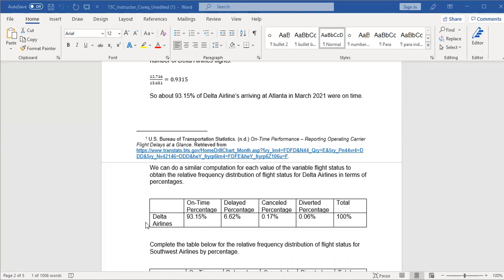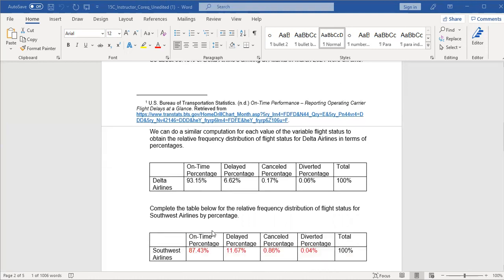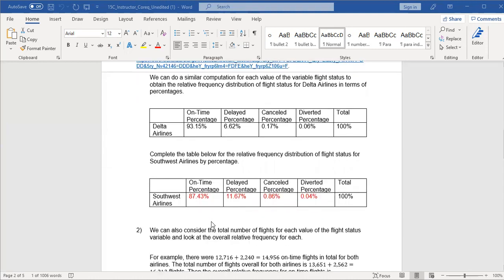I will give you a chance to do the same thing for Southwest Airlines and see the percentage of each status. I hope you get that. After you calculate it, the numbers must be 87.43%, 11.67%, 0.86%, 0.04%, and the total will also be 100%.